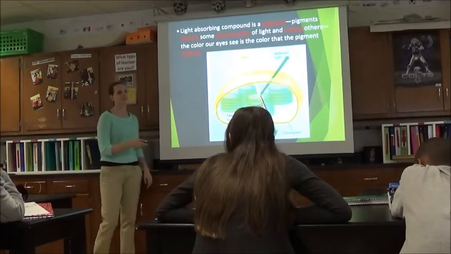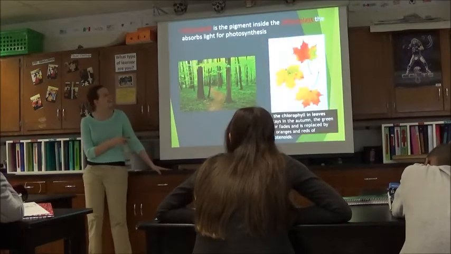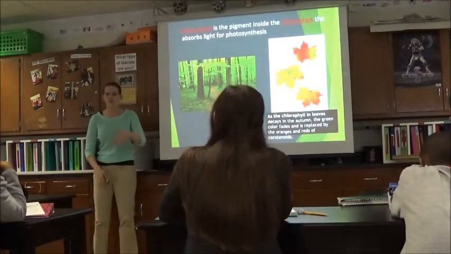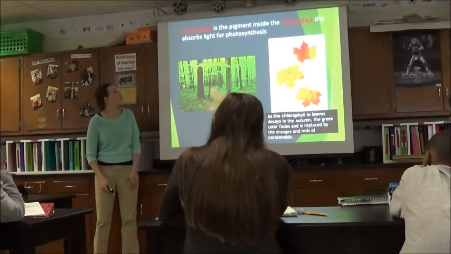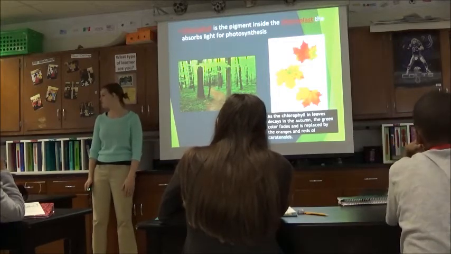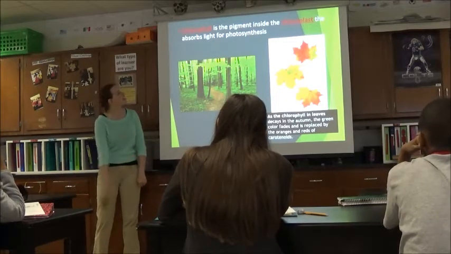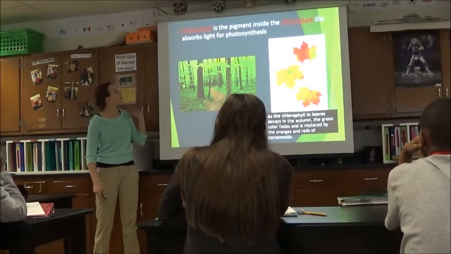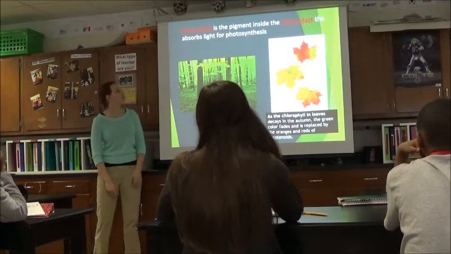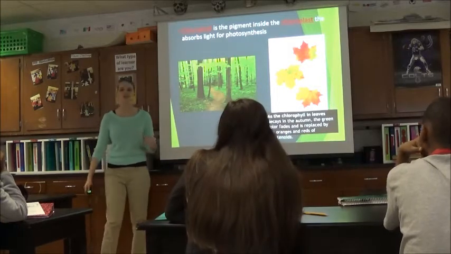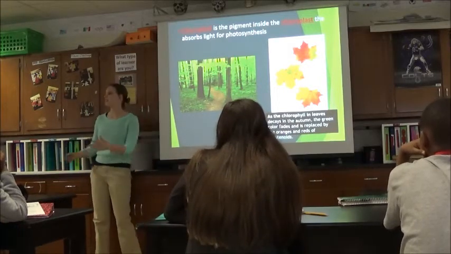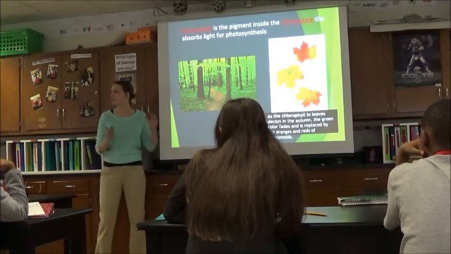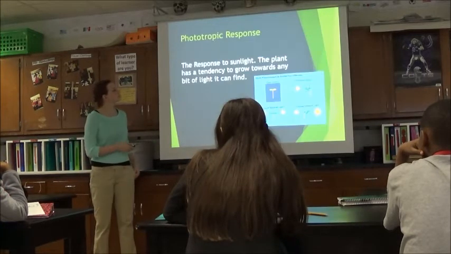Yeah? At least, yeah. All right, so the things that actually do the converting, the things that are in the chloroplast, are called chlorophyll. They're really inventive with these names. It is the pigment inside of the chloroplast. Sorry, chlorophyll, my bad. Chlorophyll is the pigment inside the chloroplast that absorbs the light for photosynthesis, okay? So it's the actual kind of, I don't know, stuff in the chloroplast that's doing all the work.